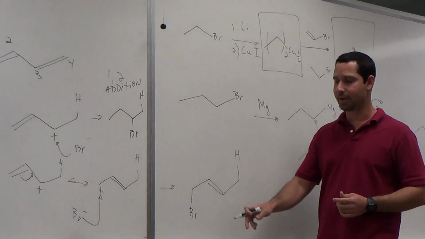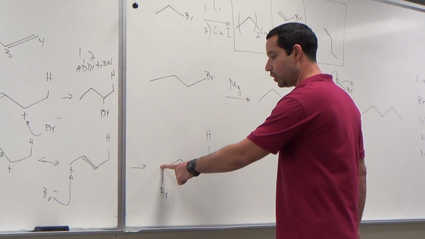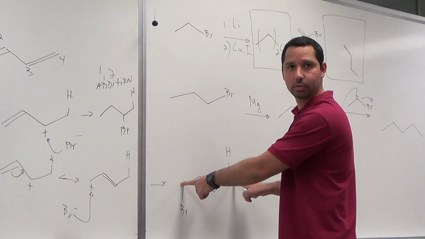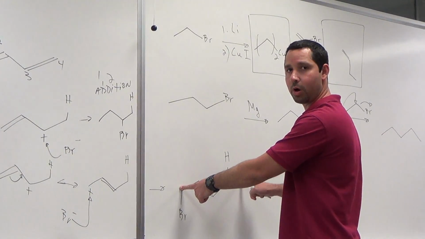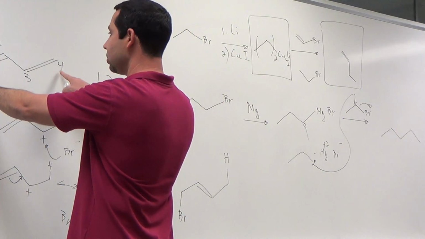Now, it doesn't matter if I label this 4 before or 1. 1 was added to this position, and the other one was added 4 carbons away. Yes? 1, 2, 3, 4. So, one was added here, the other one was added here.